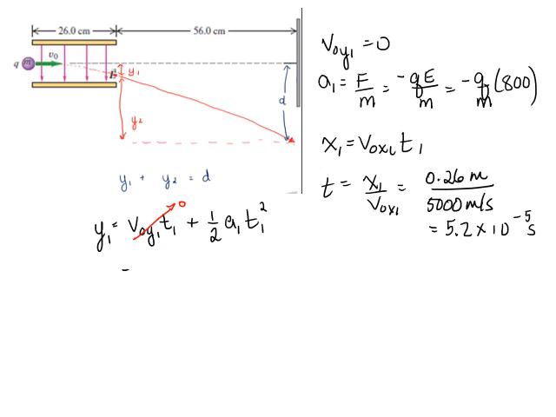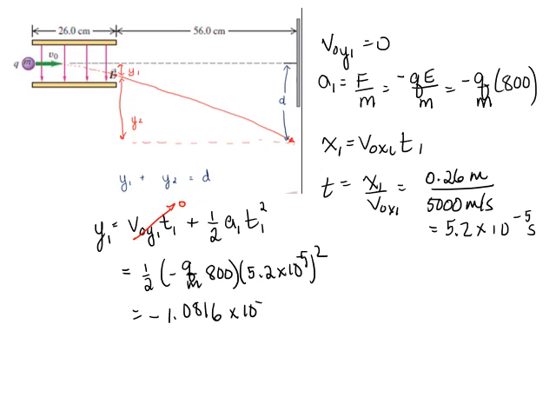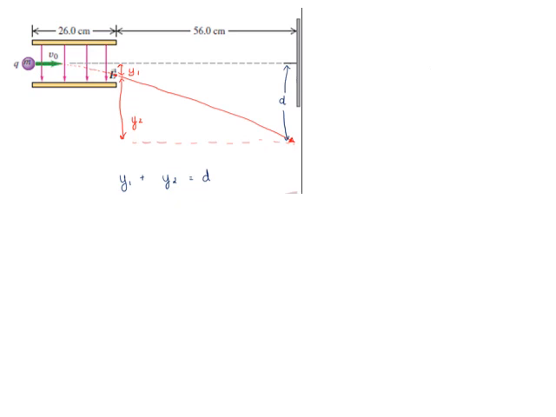Okay, let's put this together for our y1. We've got 1/2 times minus q over m times 800 times 5.2 times 10 to the minus 5 squared. Run all that through the calculator and what we get is minus 1.0816 times 10 to the minus 6 times Q over M. Q over M is the charge to mass ratio. That's what we're trying to find. Okay, we've got our y1. Next we'll get our y2 and then we'll put them together to find our Q over M.